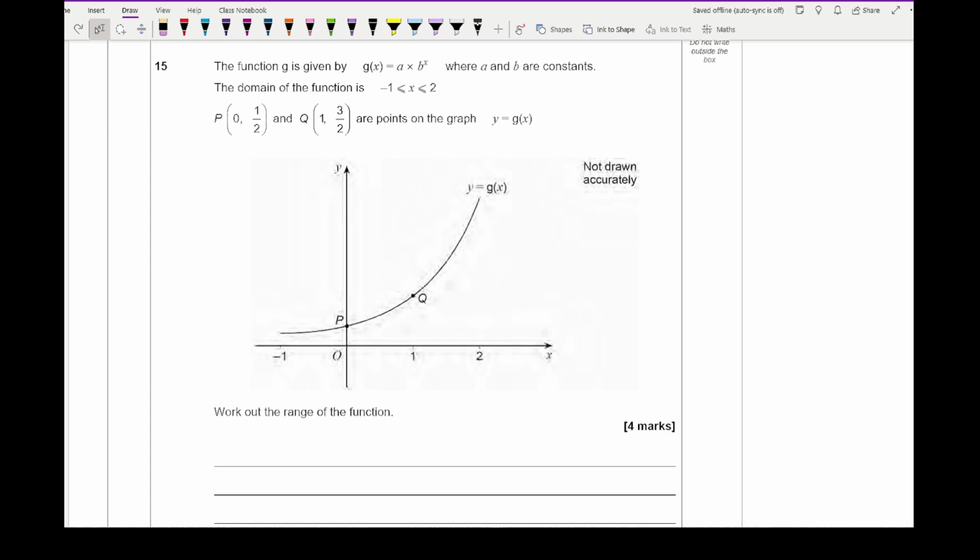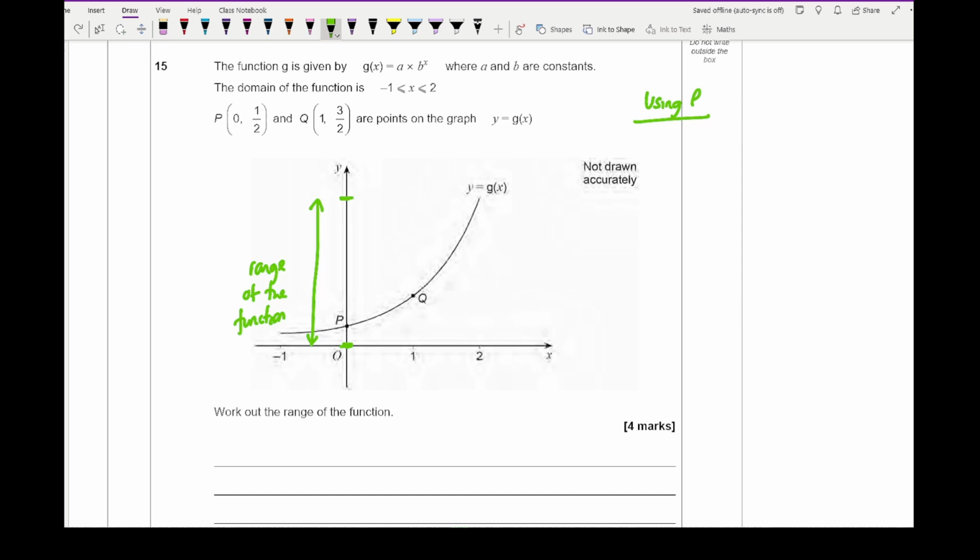So for this, what we're wanting is the range, which is this here. So that is the range that we're wanting. Now for this, what we need to do is, using P, find the equation of the line. That's what our aim is.